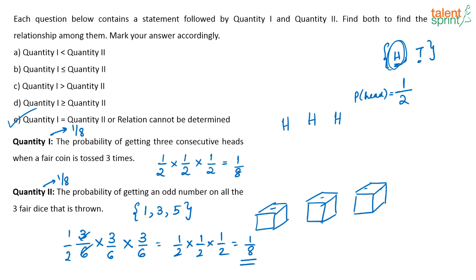So here quantity 1 and quantity 2 are the same. So your answer will be option E. So Vidya, Kiran and Rishikesh have got the correct answer. I hope for others it is clear. So this is how you solve it. I hope you understand how I found out quantity 1 and quantity 2. If there are any clarifications that you need, please do let me know. Otherwise, I will move on with the next question.